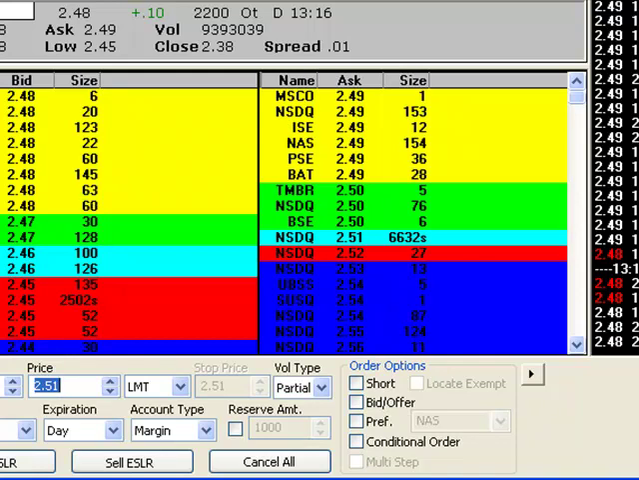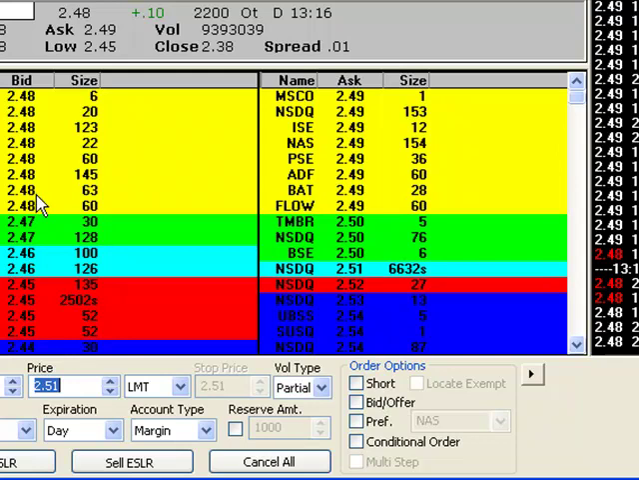For an investor, the level 2 is pretty much useless, but generally speaking, I would say that 99% of my orders are limit orders.